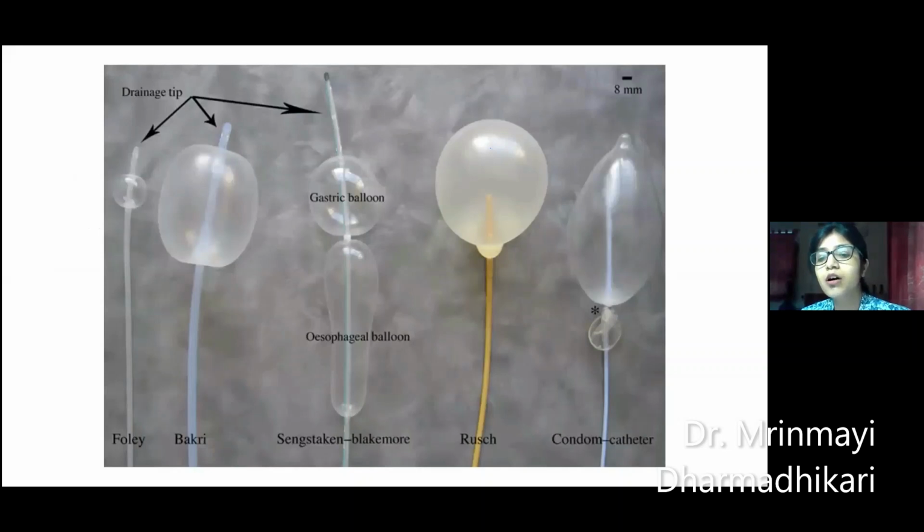Of all of these, I would like to draw your attention to the condom catheter. Now, if you don't have any of these in your hospital, especially if you're working in a low resource setting, a condom catheter can work wonders. How to make this catheter, how to place this catheter in the uterus, what is the mechanism of action of this catheter, all of this I will be discussing in my lecture on postpartum hemorrhage.